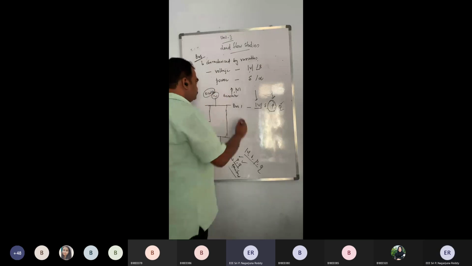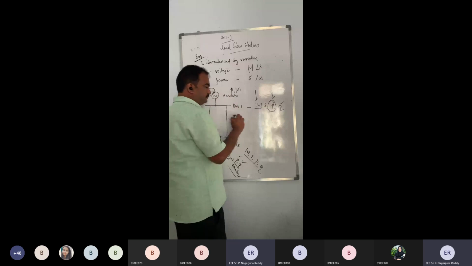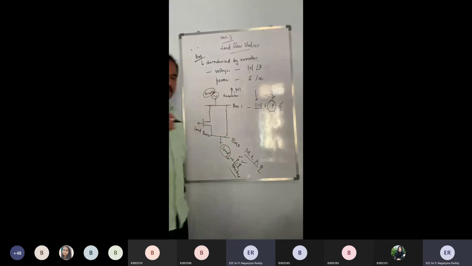Now, for the generator, he concentrates on P and mod V, whereas for the load he concentrates on P and Q. Now we will see. So there are two different types of buses we experience. One, the buses which are connected to the generator. The other one, the buses which are connected to the load. Now we will classify the things.